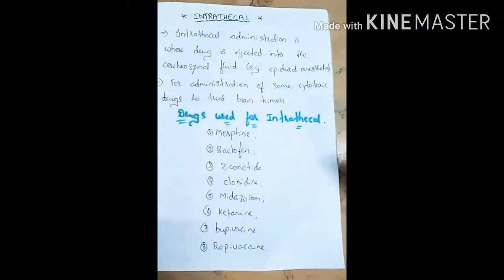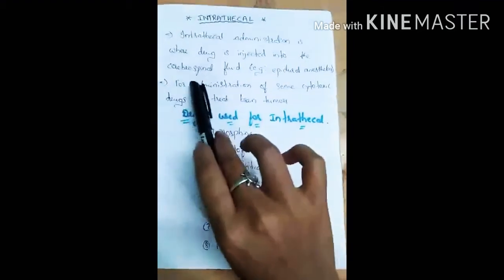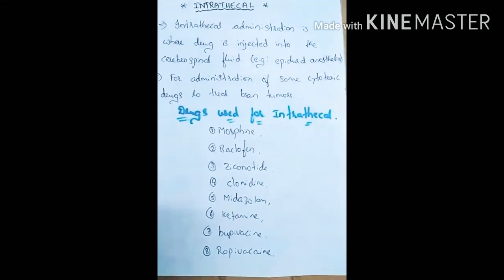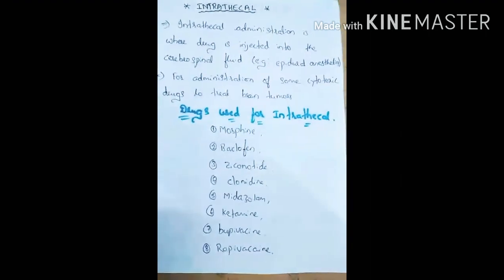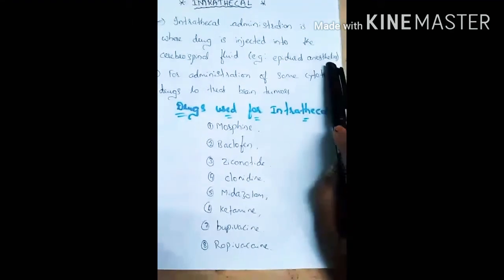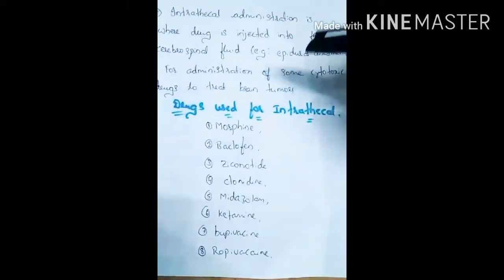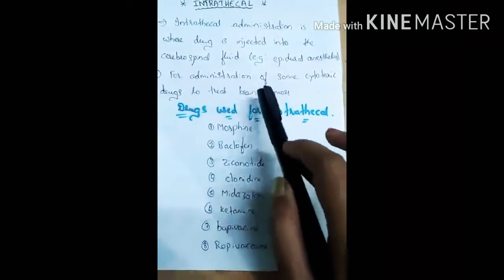Next, intrathecal. Intrathecal administration is where the drug is injected into the cerebrospinal fluid. So we administer the drug through the intrathecal route into the spinal cord. The cerebrospinal fluid is attached to the brain and spinal cord. An example is epidural anesthesia. Why we give this anesthesia: it causes temporary loss of sensation. It is also used for administration of some cytotoxic drugs to treat brain tumors.